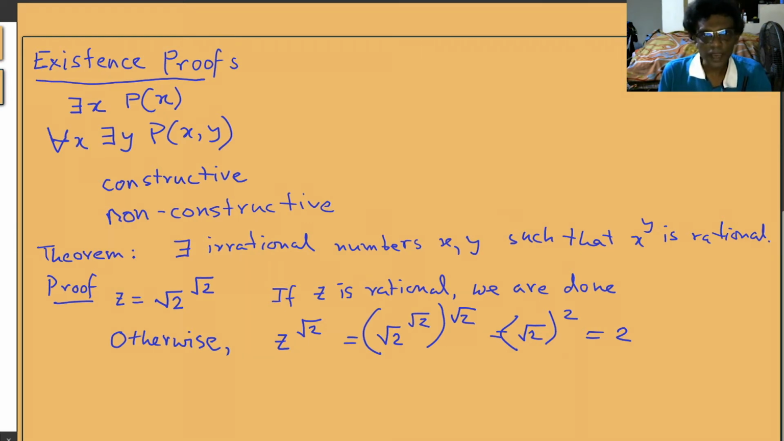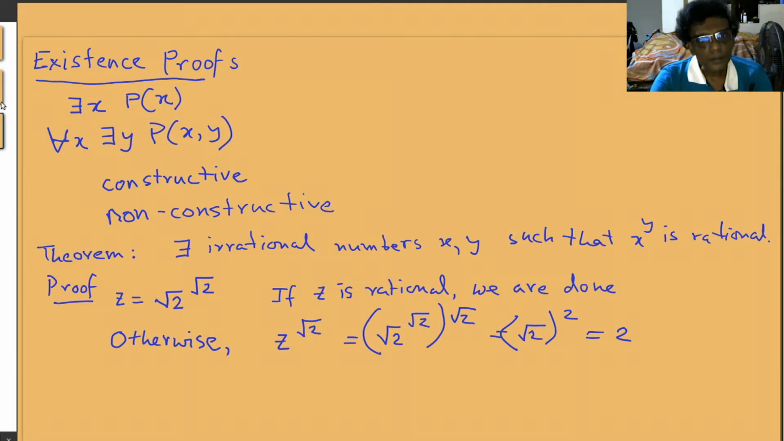So this is a kind of non-constructive proof. I cannot explicitly say which case holds, but either this case is true or this case is true, and in either case we are done. So this is an example of a non-constructive proof. Okay, this is slightly constructive, but anyway, this is fine.